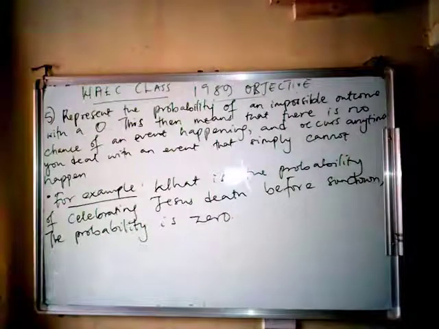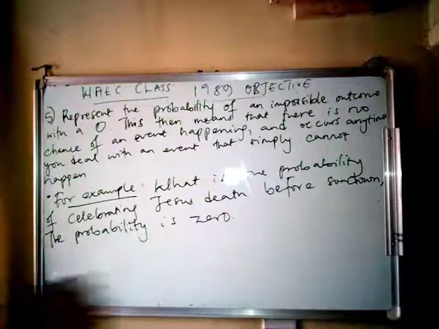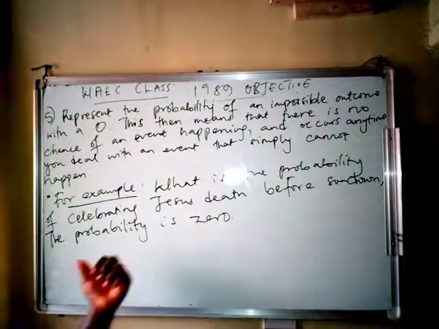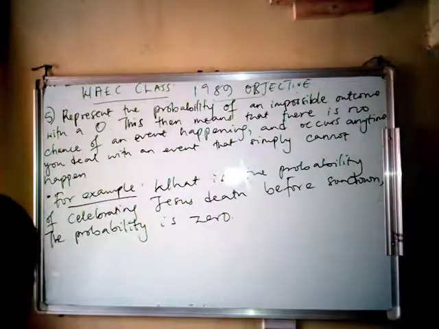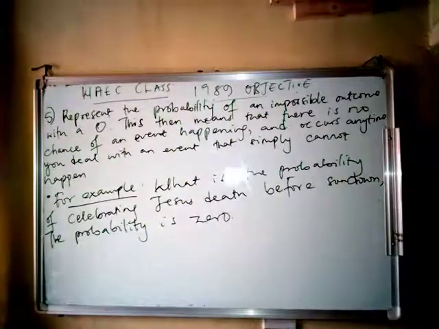What is the probability of celebrating Jesus' death before sundown? Of course, the probability is 0. Yes, it is 0. And why do we say that? Because it is not possible. So that is why we can represent it as 0. So these are 5 major things to consider while working with probability.